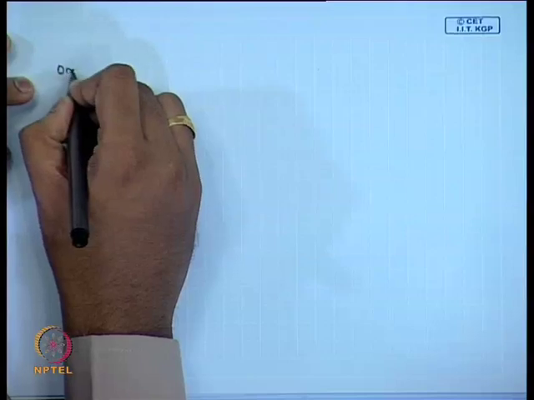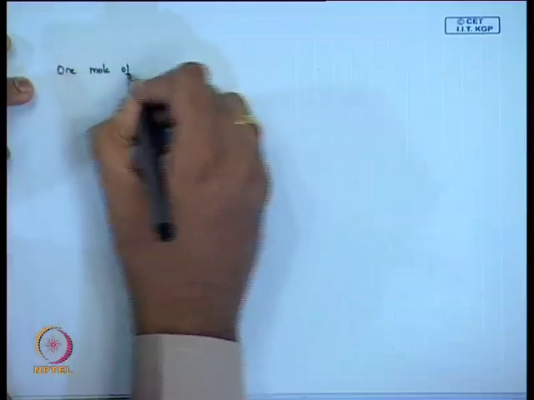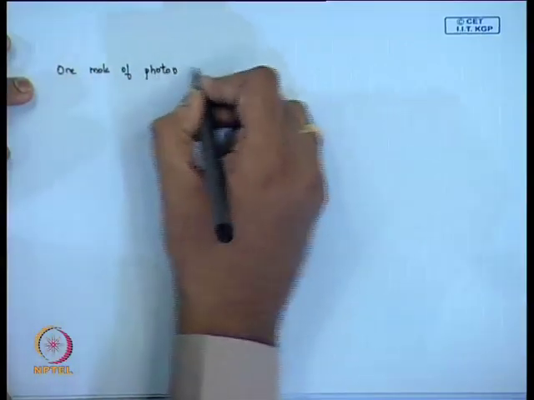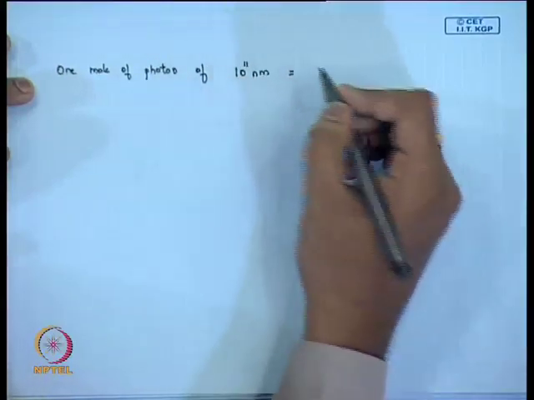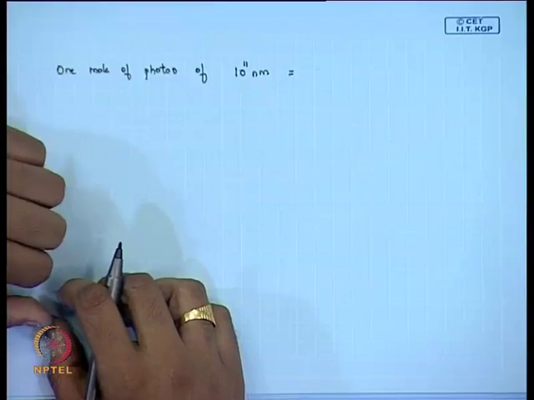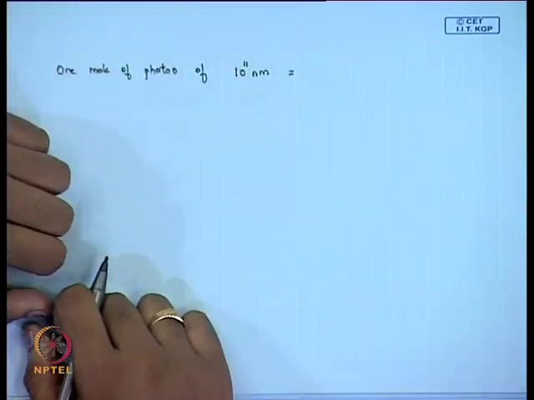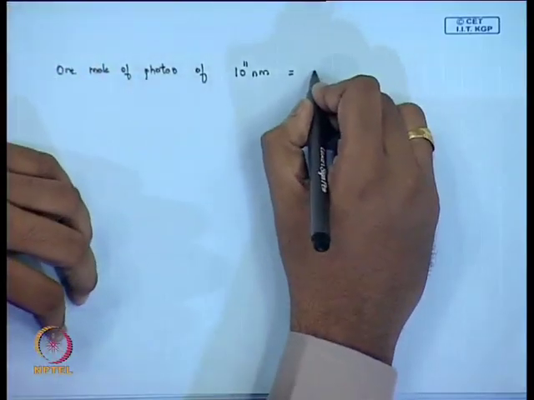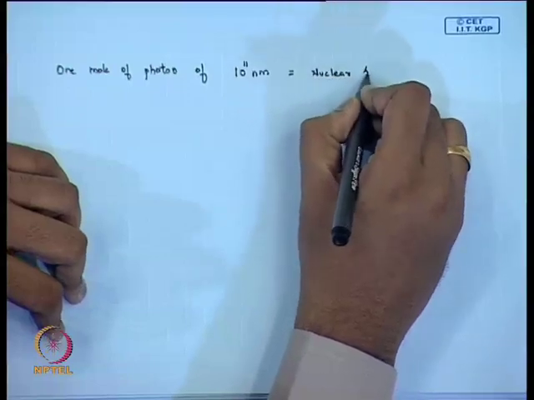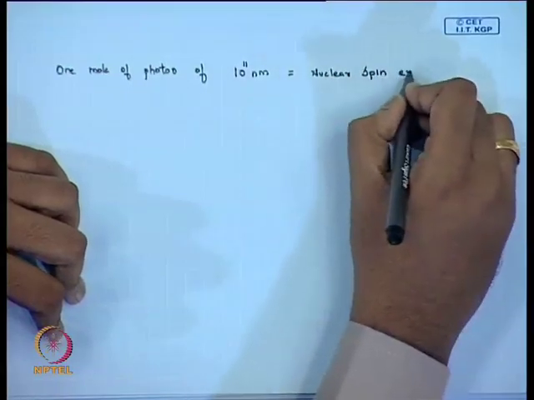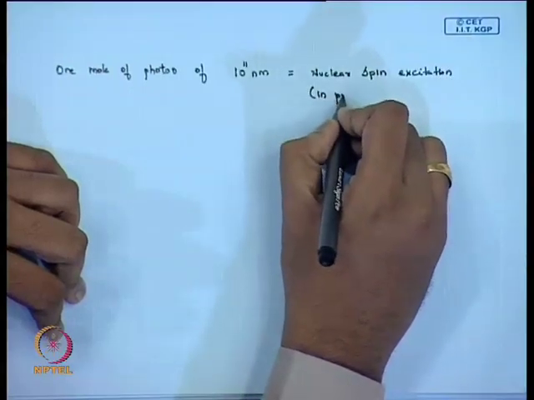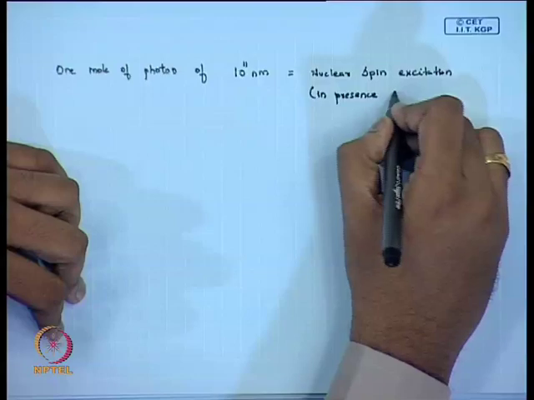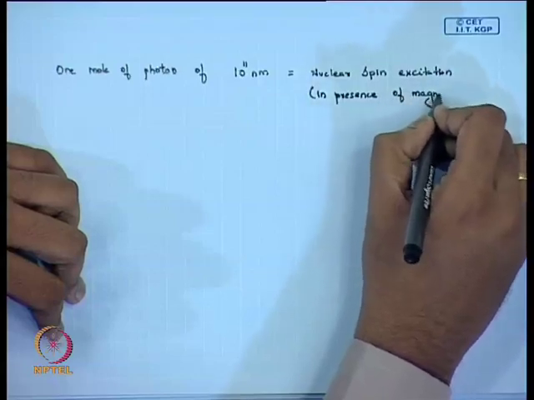If I take 1 mole of photons of 10 to the power of 11 nanometer, what are we going to see in this region? You will see nuclear spin excitation, which is where you do all your NMR. So, that you are going to see in this region, nuclear spin excitation. This also happens in the presence of a magnetic field.